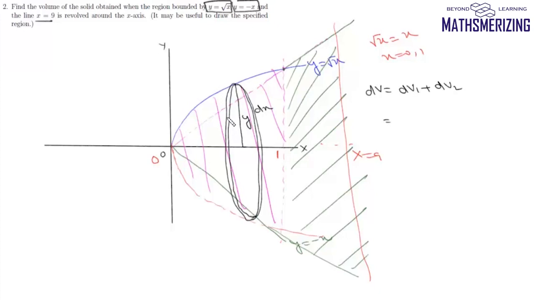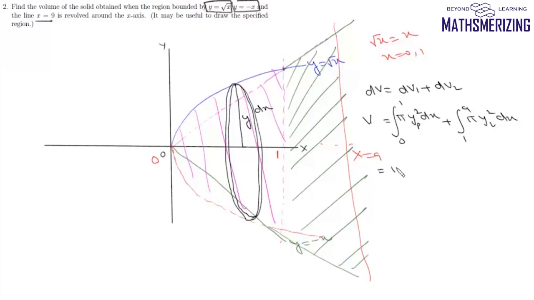Now dV1 is the volume of this paraboloid part. So the area of the circle is pi r square. So it is pi and then r in this case is y. So it will be pi y square into dx and this is y for the parabola. So this is pi y_p square dx from 0 to 1 plus, now from 1 to 9 it will be this y of the line. So it will be pi y_line square into dx.